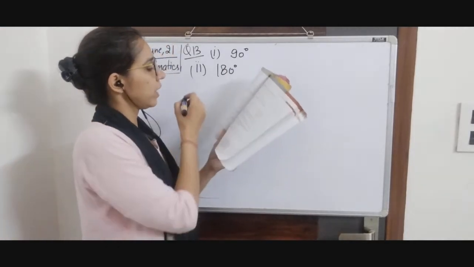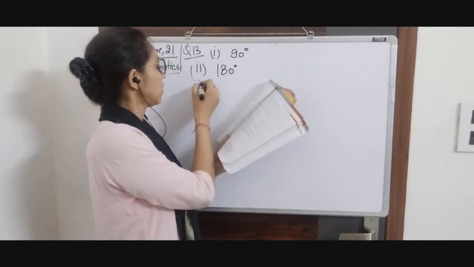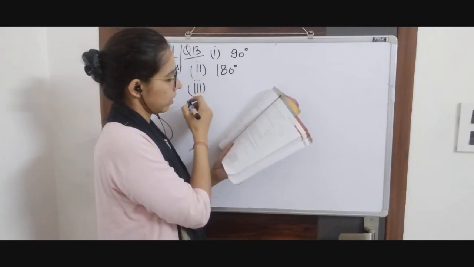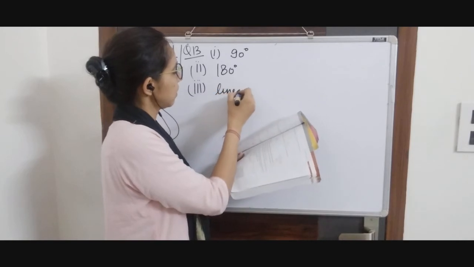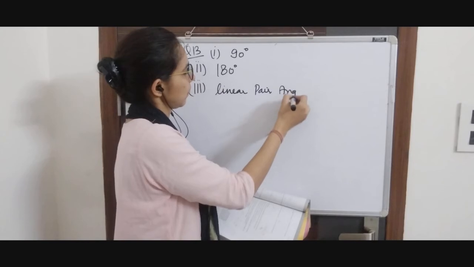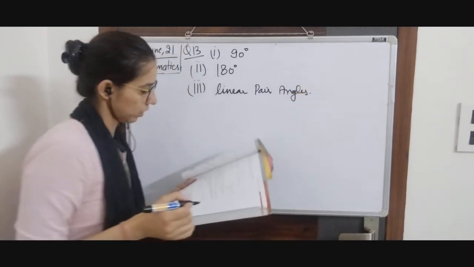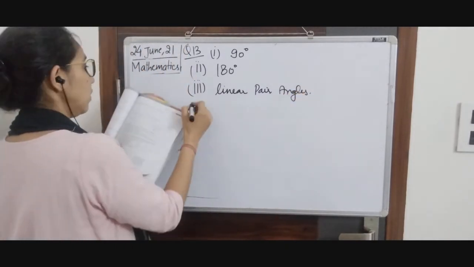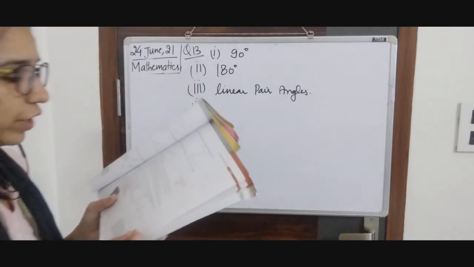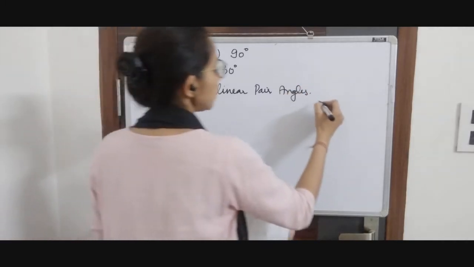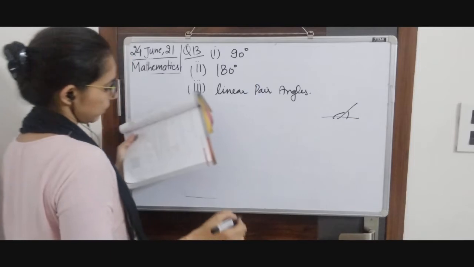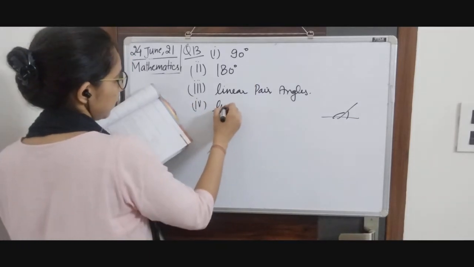Two angles forming a linear pair are linear pair angles. Fourth one is, if two adjacent angles are supplementary, they form a, if two adjacent angles like this, two adjacent, this and this, they are supplementary, it means they form a linear pair.